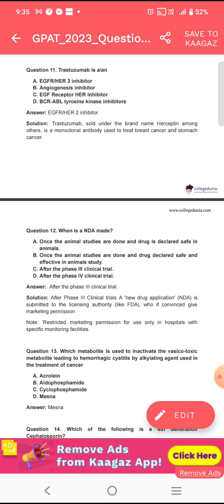What is NDA made? Once the animal studies are done and the drug is declared safe in animals, so there are options. So, after the phase 3 clinical trial, the NDA is made. After the phase 3 clinical trial, a new drug application is submitted to the licensing authority who, if convinced, give marketing permission.